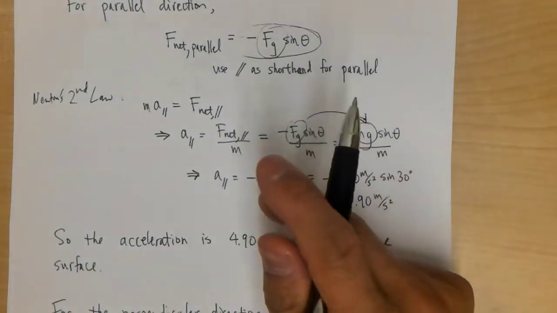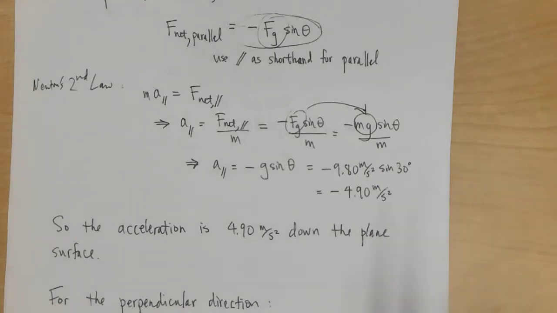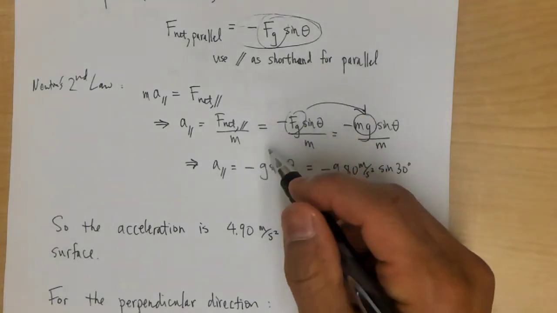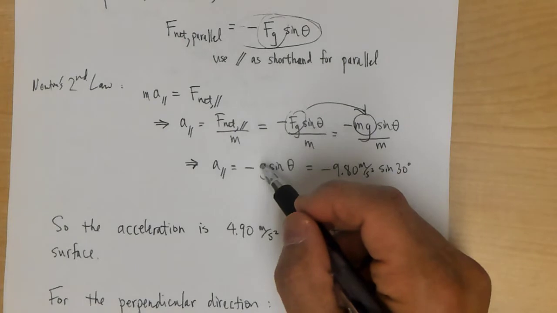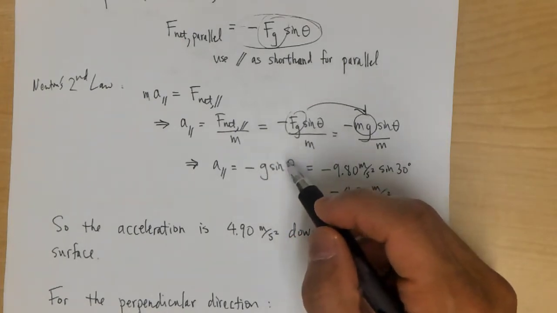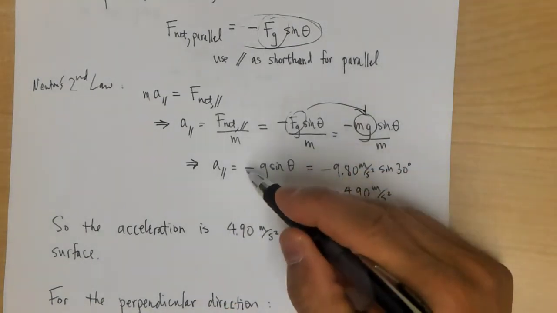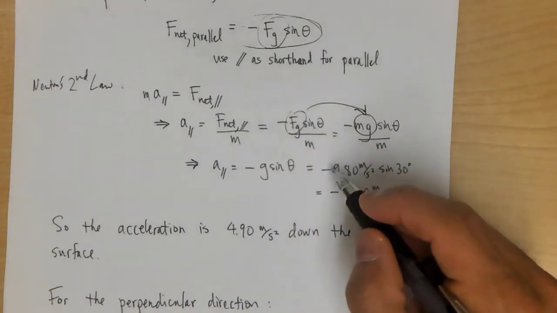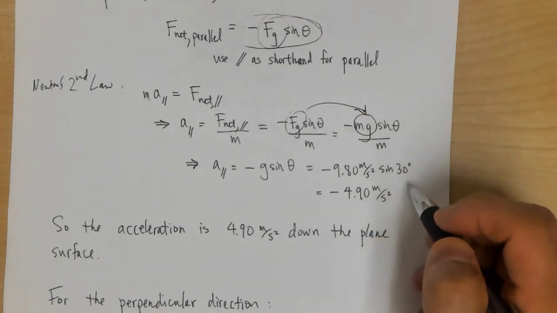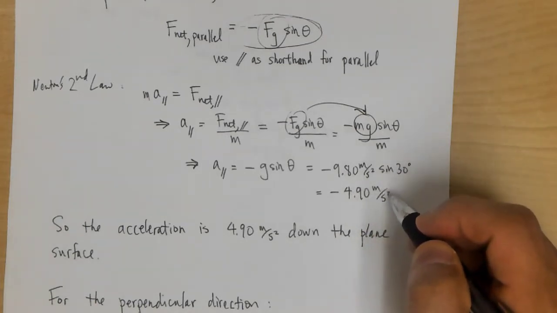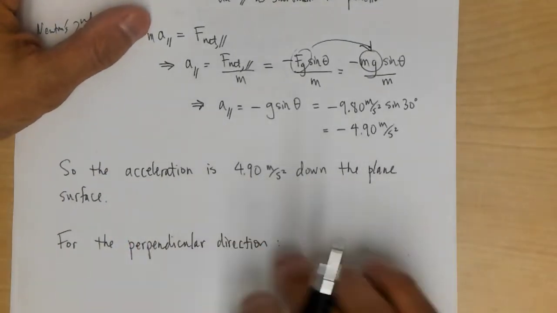Actually, we had already talked about this when we were talking about inclined planes on frictionless surfaces. If you tilt the plane by an amount theta, then the acceleration down the plane is g sine theta. If I'm taking the parallel component where going up the plane is positive, then I would say it's minus g sine of theta. And so plug in g is 9.8 meters per second squared. The angle was 30 degrees, and so we get minus 4.9 meters per second squared. So the acceleration is 4.9 meters per second squared down the plane surface.